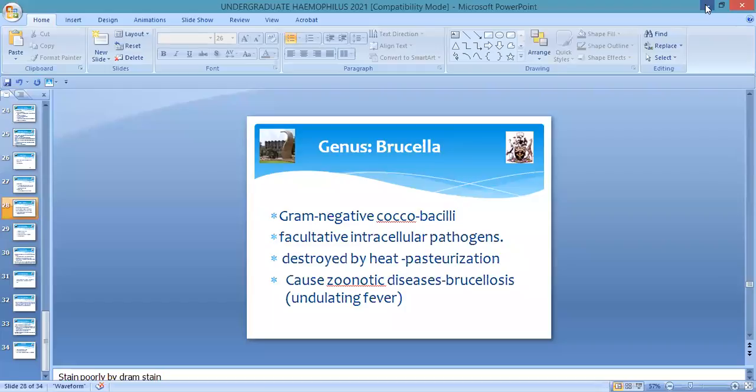So someone is asking about hepatomegaly. What about hepatomegaly? Is it as a complication of brucellosis? Is that what you're asking? Please clarify whether it's a complication of brucellosis or pertussis.